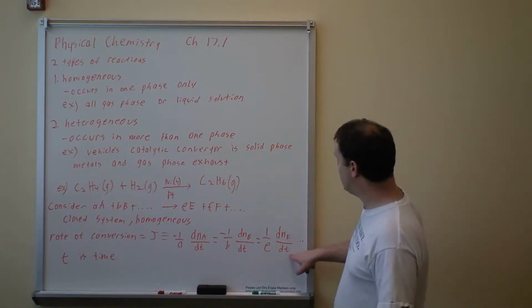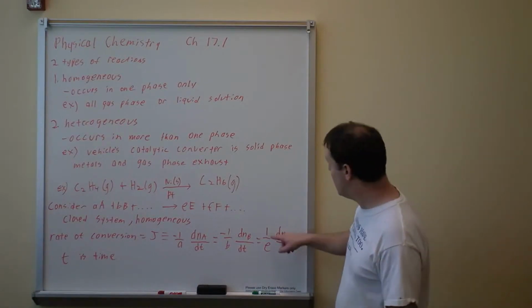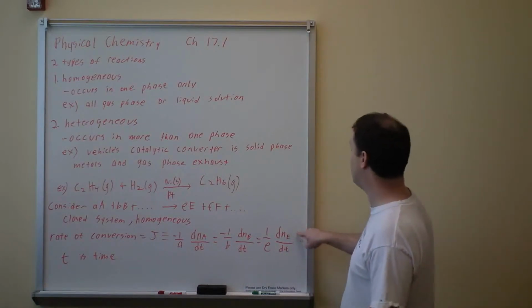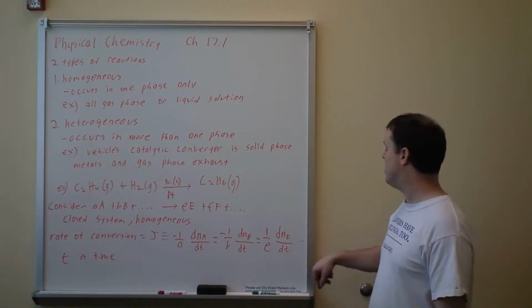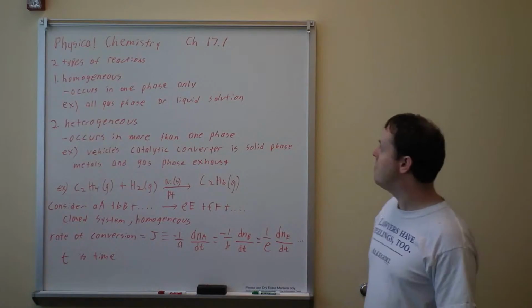And then for each product, it'll be exactly the same, except it'll be positive because you're gaining product, obviously. So you have 1 over the stoichiometric coefficient of substance E times the differential of the number of moles of substance E divided by the differential of time, etc., for F, G, H, whatever you have.